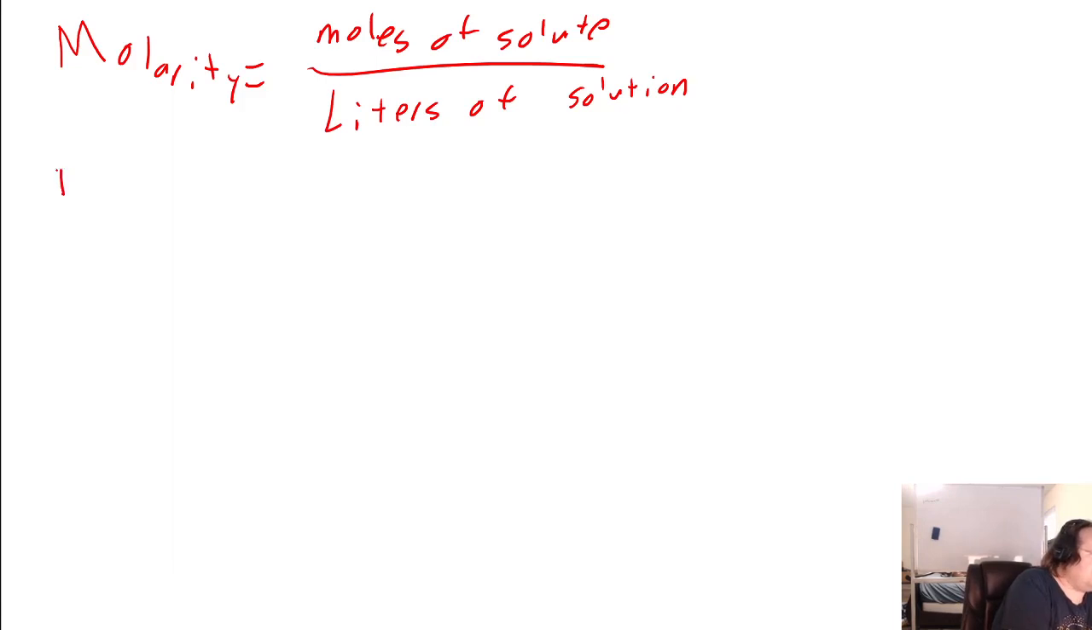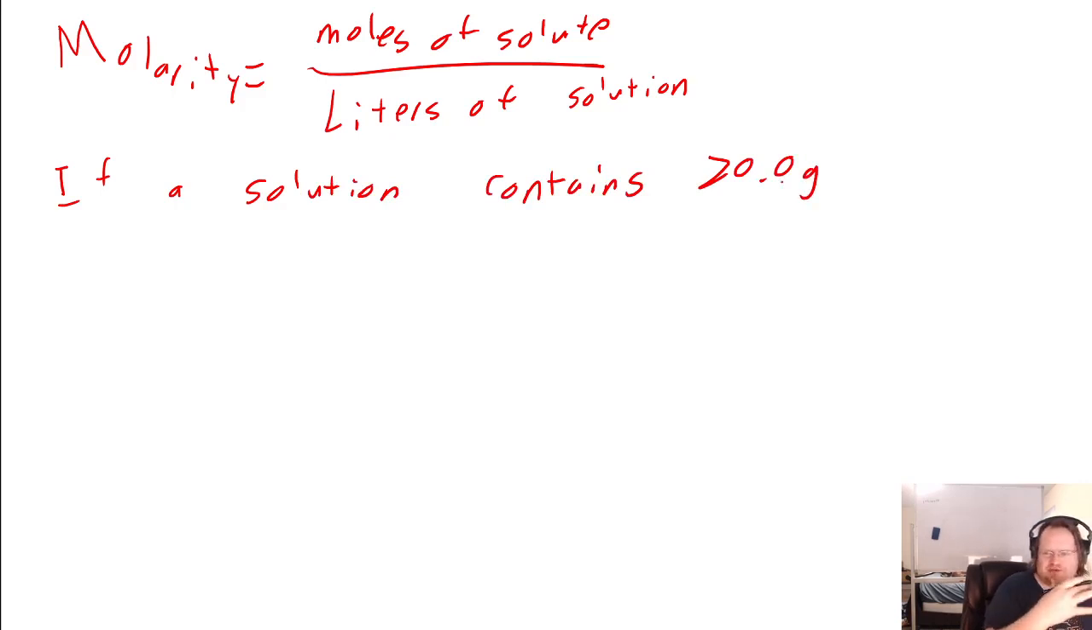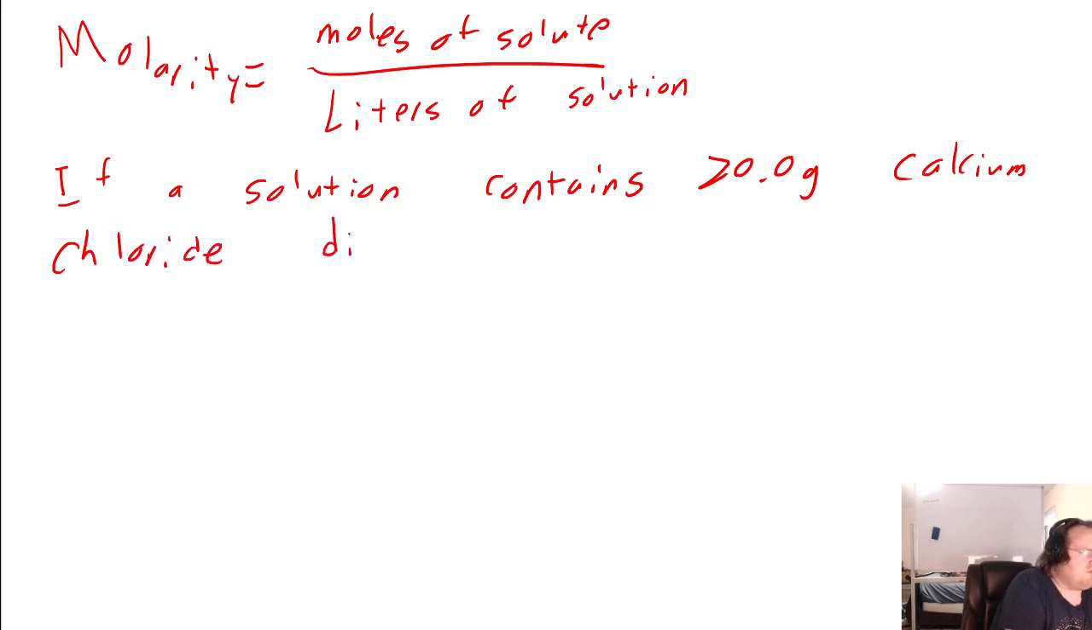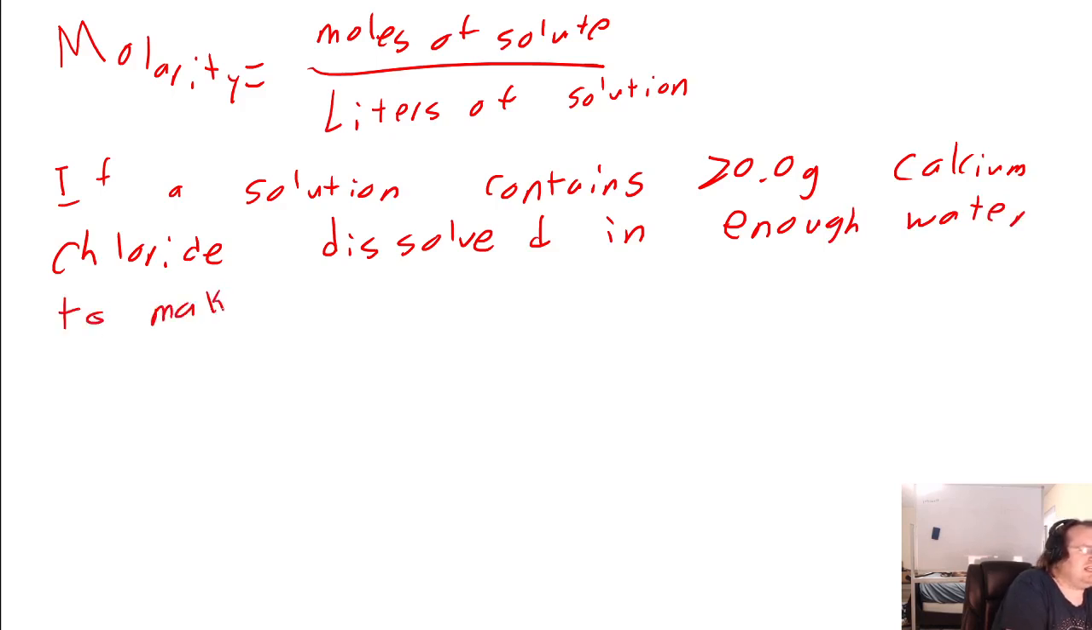So we're going to try this problem. So I'm purposely doing one that's going to have some extra work. Since you've seen this in 1211, I want this to be a good refresher on a few things from 1211. So if a solution contains 20 grams of calcium chloride dissolved in enough water to make 500 milliliters of solution, what's the molarity of the solution?